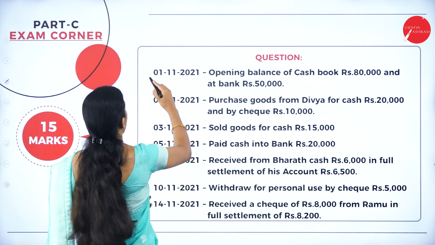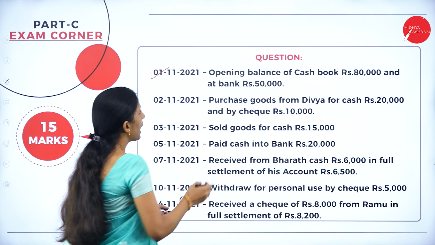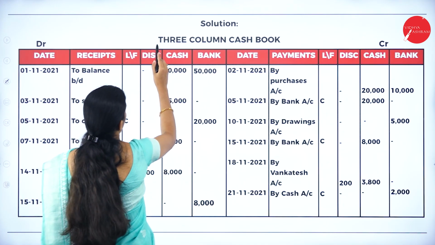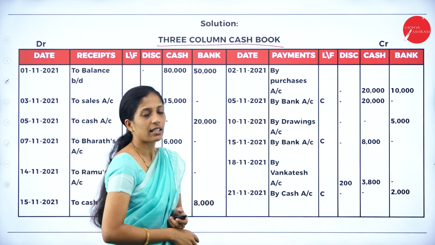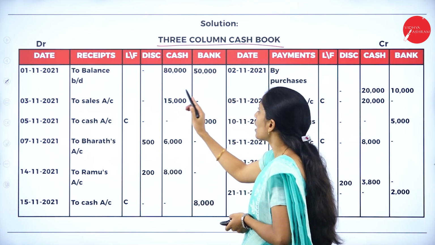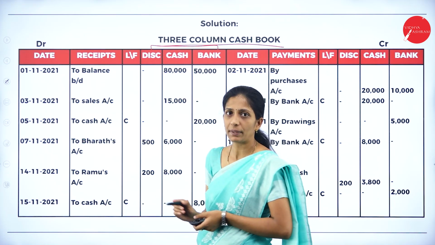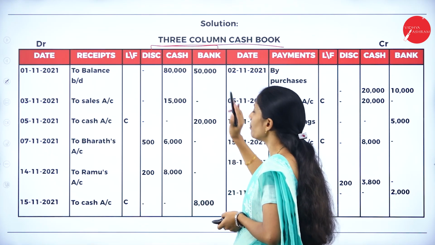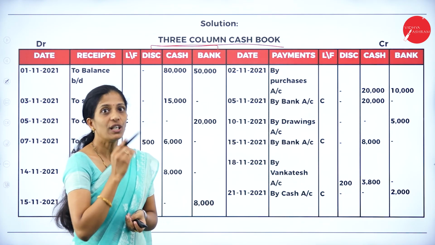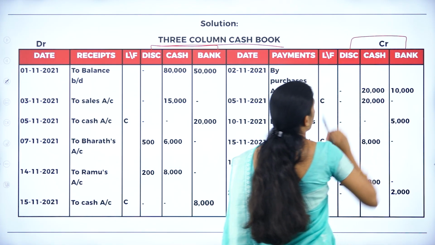Now go through the first transaction here: 1/11/2021, opening balance of cash book 80,000 and bank 50,000. Now, what is the format of a triple column cash book? Write the heading 3-column cash book. You will have a debit and credit side. Your debit side starts with date, receipts, ledger folio, discount, cash and bank. So we have 3 columns, which is why it is called a 3-column cash book. Coming to your credit side also: date, payments, ledger folio, discount column, cash column and bank column. Here also you have 3 columns.